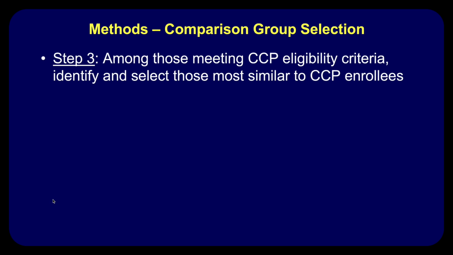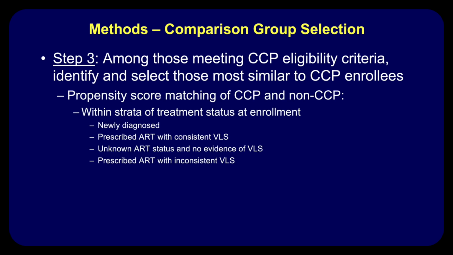But that wasn't it either. We needed another step here, which is to select the comparison group from within that population, right? So among those meeting the eligibility criteria, we need to identify and select those who are most similar in other ways to the care coordination program enrollees. And for this, we use propensity score matching of the care coordination program enrollees and the non-care coordination program enrollees. And we did this matching within different categories of people who were eligible for the program.